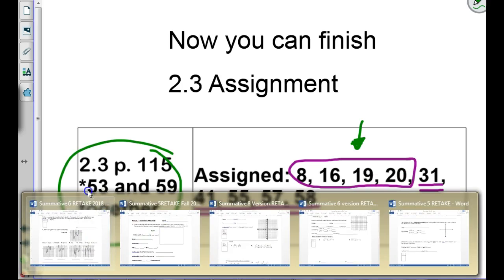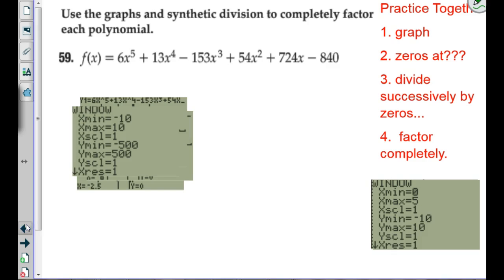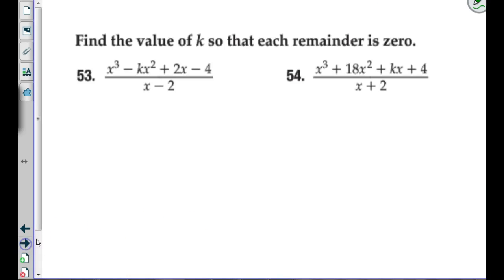Okay. We're going to do 53 and 59 together quick. Let's do 53 first. It says, find the value of k so that the remainder will be 0. Anybody have a thought? What can we do with 2? If the remainder is 0, when we put in a 2, we should get out what?